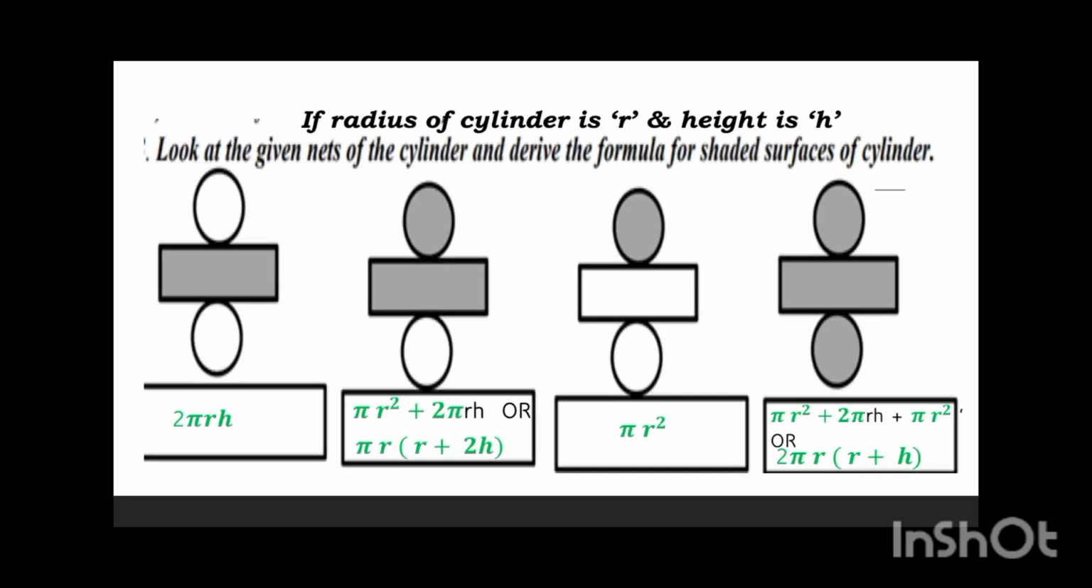If the radius of the cylinder is r and the height is h, look at the given nets of the cylinder and write the formula. Okay, so for the first one it is 2 pi r h. Why? Because only the curved surface area is shaded. And for the second one it is pi r square plus 2 pi r h, or pi r times r plus 2h. Okay, and for the third one pi r square, and for the fourth one you can use 2 pi r times r plus h, which is the complete surface.